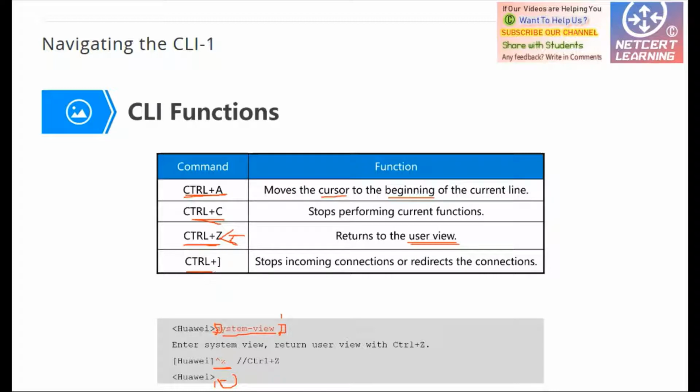And then Control and the right square bracket. This is an escape sequence. Just quit from the current program. Of course, the program may be running in the background, but the process is quitting. Okay, this is how to manipulate the cursor.